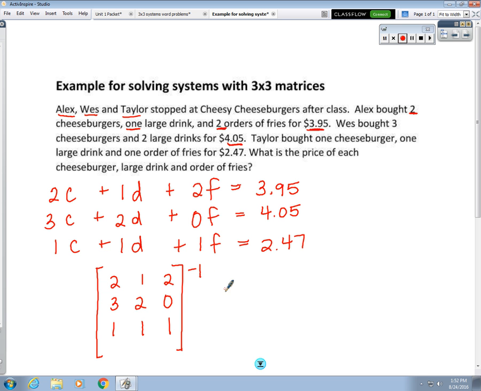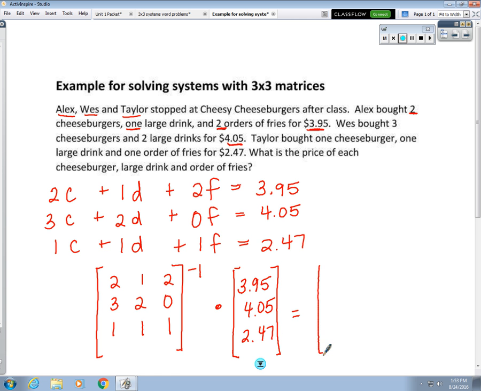You take the inverse of it, just like we did with the 2 by 2s, and then you multiply it by the matrix with your totals. So go ahead and start typing it in, and then you'll know the price of each cheeseburger, each drink, and each fry.